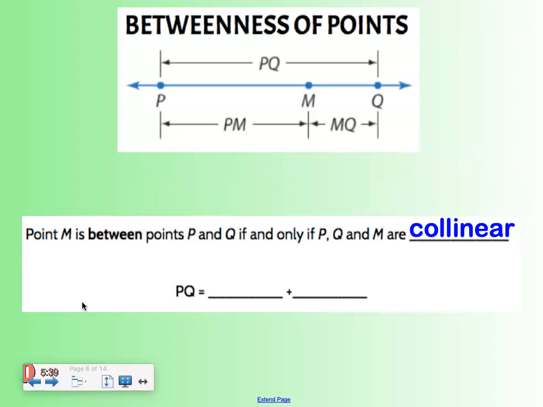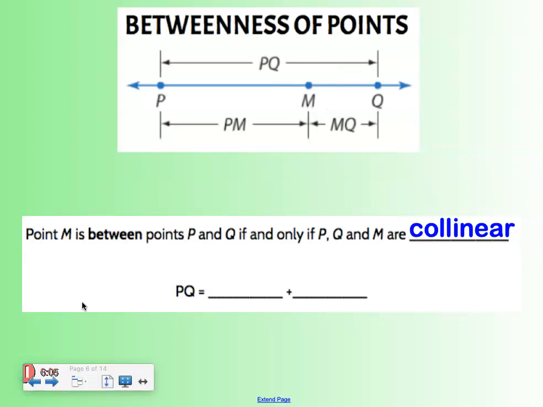So it says point M is between points P and Q if and only if P, Q, and M are collinear. So these 3 points, we can clearly tell are on the same line, therefore M is between P and Q. I know that seems obvious, and why do we care? I know it seems like that's kind of pointless to bring up.